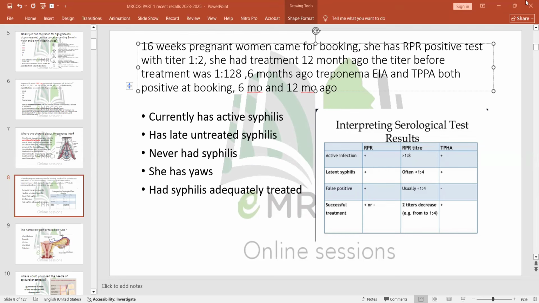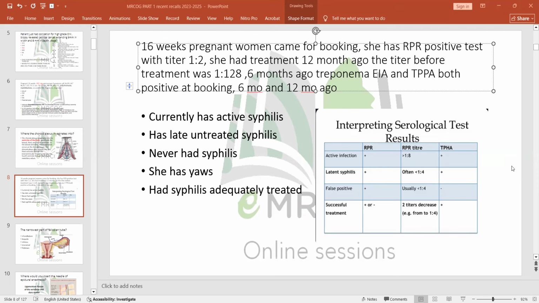Okay, so Dr. Medina, yes, you are right. 1 to 128 is higher. Excellent. Because the RPR titer, guys, goes this way. When we have a titer of, for example, 1 to 2, and then 1 to 4, and then 1 to 8, that means we are getting a higher and higher load of syphilis.